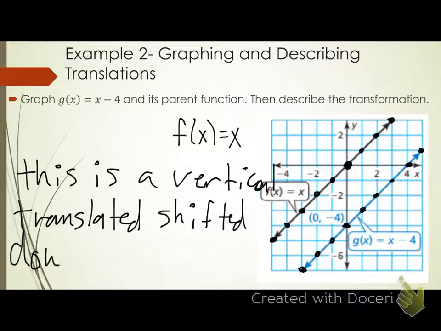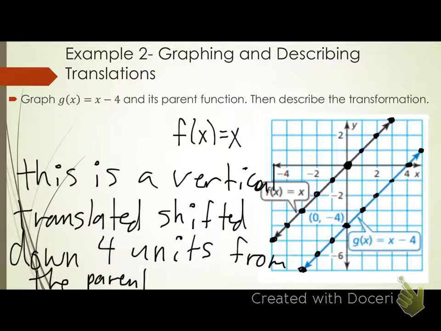Shifted down how many units? 4 units from the parent function. Is everyone okay with that? Describing the transformation. Everyone understand how it's a vertical translation? Shifted down 4 units from the parent function. Okay? Questions on example 2? Can I move on?